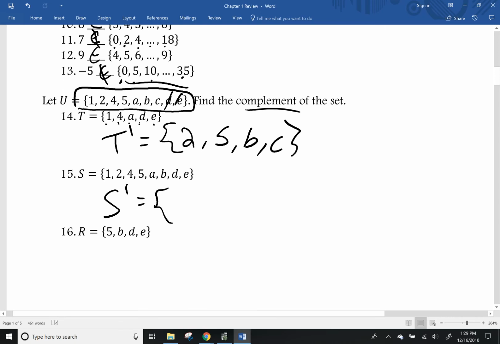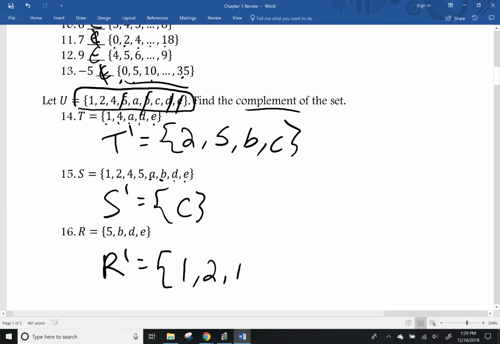So S, let's go back and let's start from scratch. S has the element 1, it has the element 2, 4, and 5, has A, it has B, it has D, and it has E. So the only element it doesn't have is C. So the complement, S prime, is just the set C. And now we'll do one more. We'll look at R. So R prime, again, everything that's not in R. R has 5 in it. R has B in it, has D, and it has E. So the complement would be 1, 2, 4, A, and C.